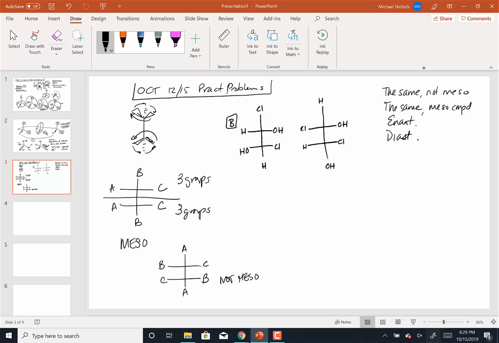So the way we have to approach this problem is that we first have to determine: are these two molecules meso? Let's take them one at a time. If I look at the molecule on the left, I've got chlorine, hydrogen, oxygen, chlorine, hydrogen, oxygen, so it fits the first test. The same three groups are attached to the top and bottom carbon. Same thing over here: chlorine, hydrogen, oxygen, or OH group.